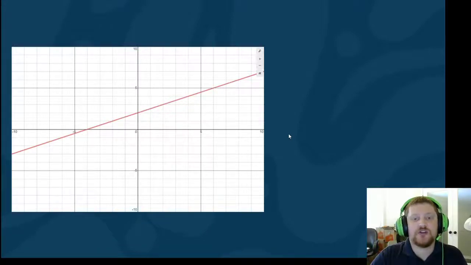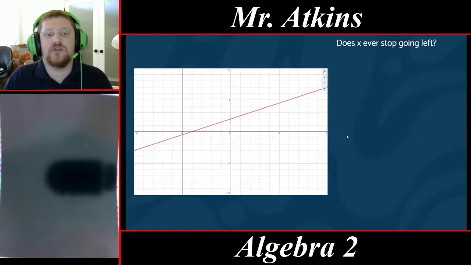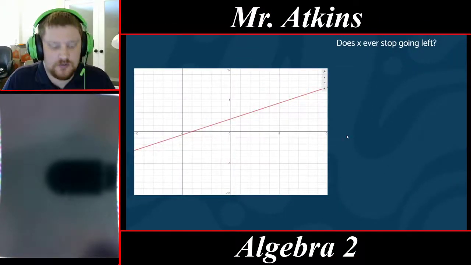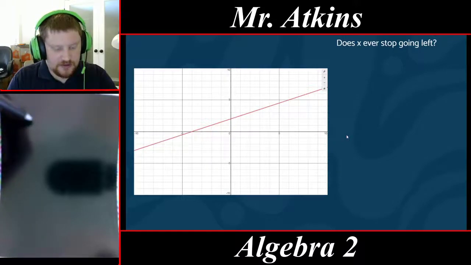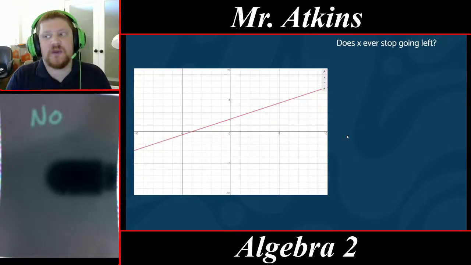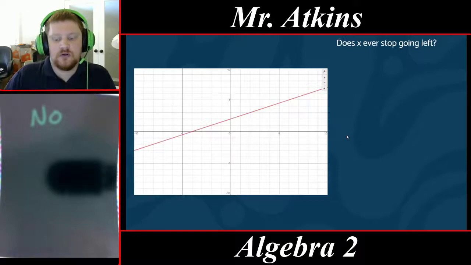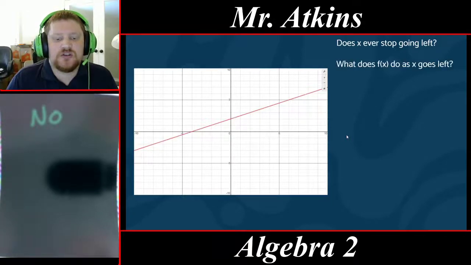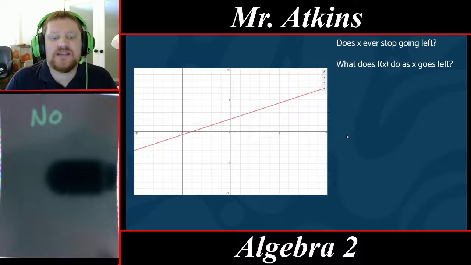So here's that first graph. First question we have to ask ourselves is, does x ever stop moving to the left? Well, in this case, that answer is pretty clearly no. We talked about that yesterday. So since the answer is no, we have to decide what our y value does while that's happening.